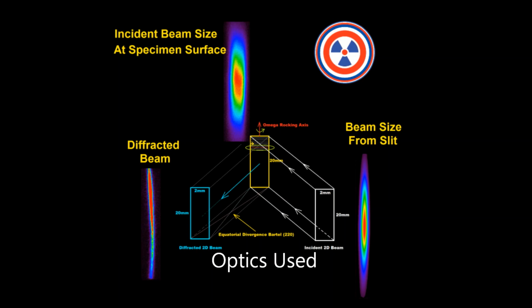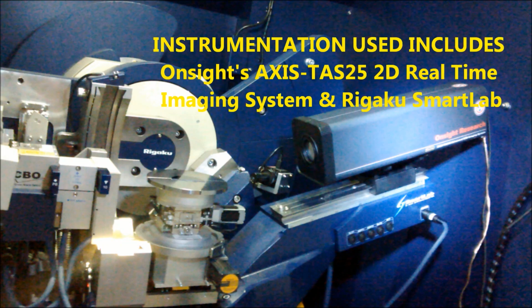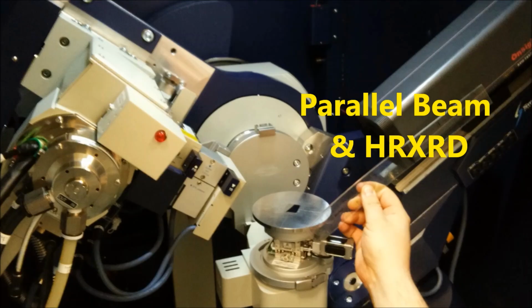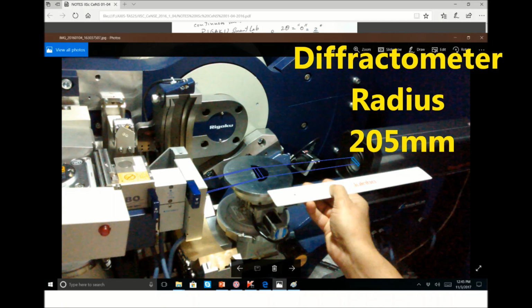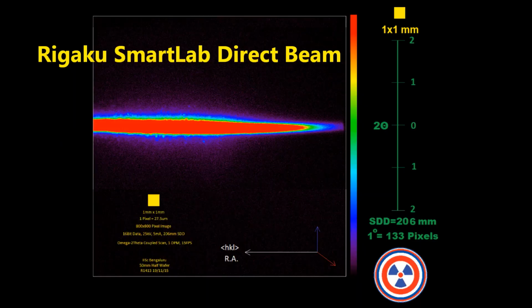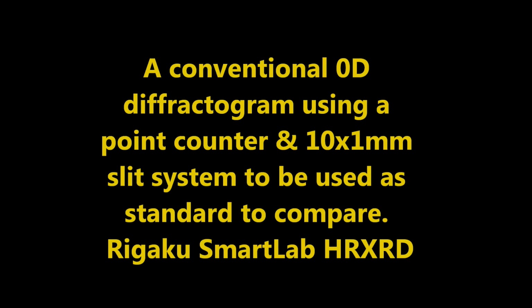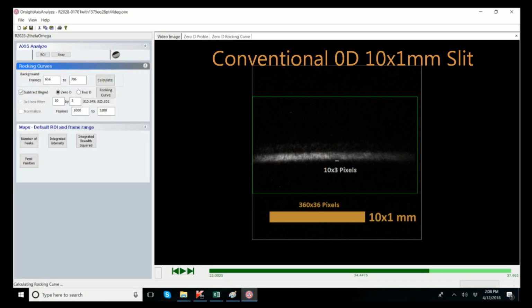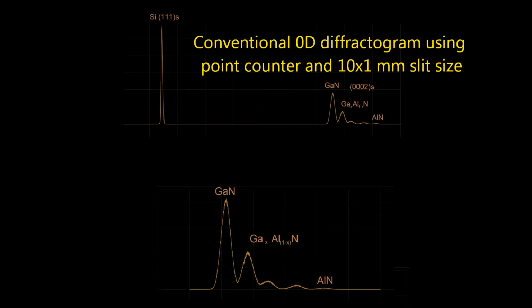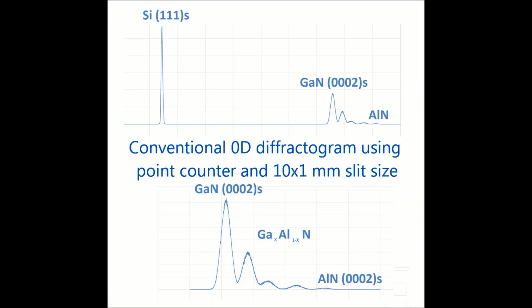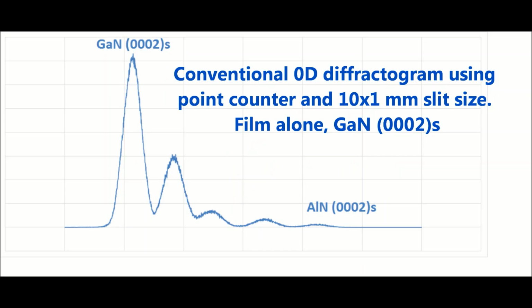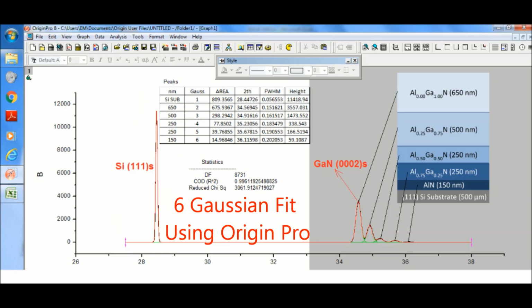Beam profile and optics used with the Rigaku SmartLab, equipped with a sealed tube or rotating anode X-ray source. Incident beam flux density profile used to study the multi-layered epitaxial sample. A conventional 0D diffractogram from a point counter is used as a standard to compare all diffractograms with. Both the silicon substrate 111 and the epitaxial film 0002 symmetric reflection profiles are clearly resolved.